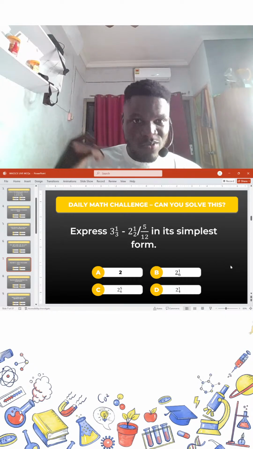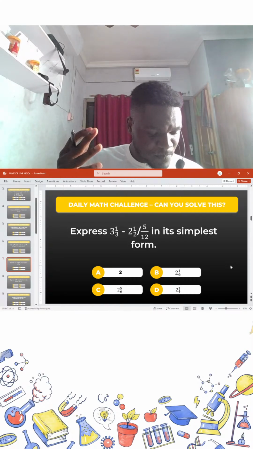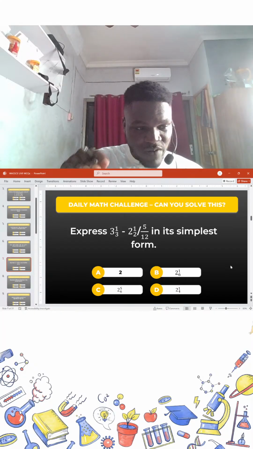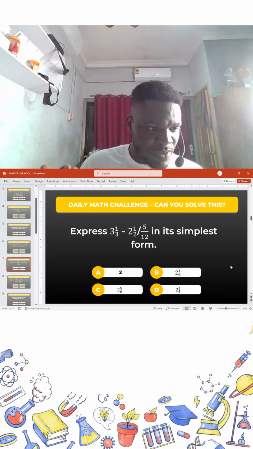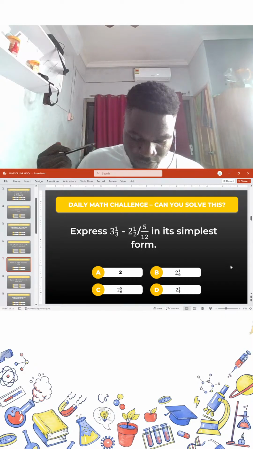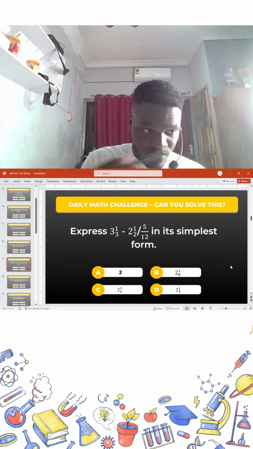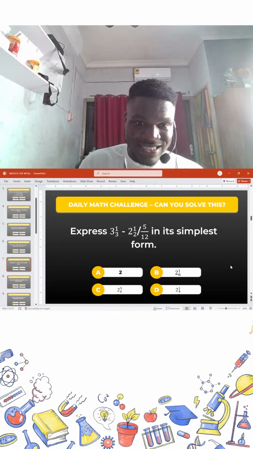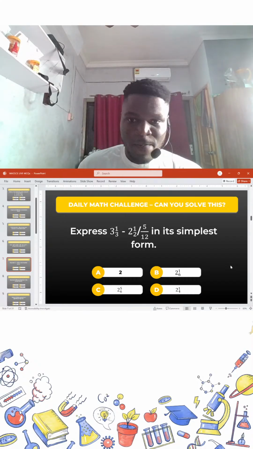So I'll read the entire question again. We are to express 3 whole number 1 over 3 minus 2 whole number 1 over 2, all divided by the ratio 5 over 12. That is the expression that we are to solve and simplify. The possible options we have are: option A is 2, option B is 2 whole number 1 over 6, option C is 2 whole number 5 over 6, and option D is 2 whole number 1 over 4. These are the possible options for this particular question.